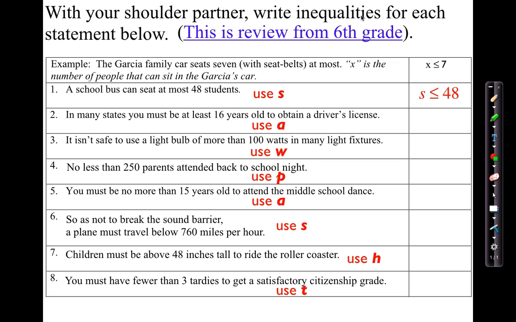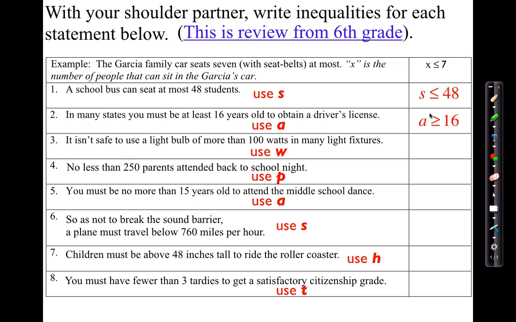So the biggest thing is making sure we understand, is a number included or is it excluded? So for number 2, in many states, you must at least be 16 years old to obtain a driver's license. So at least means you've got to be 16 years or older. In this case, I know that 16 is also included. And because you have to be older than 16, it's going to be anything 16 or greater. So I'm going to say A is greater than or equal to 16. Notice, if you want to do less than, you want to make sure it's pointing at that variable. But if you want to go greater than, we need to make sure it's pointing away from it.